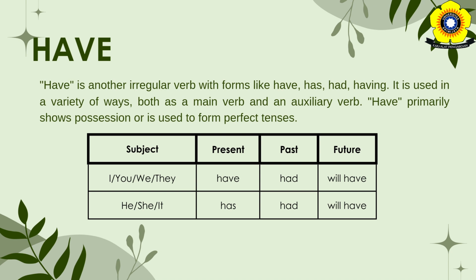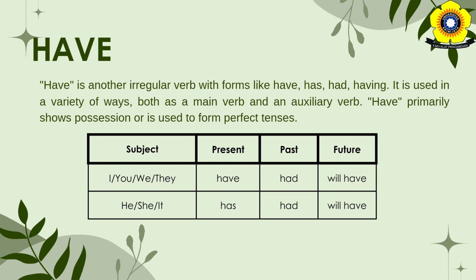Okay, so now we are moving on to have. Have is another irregular verb with forms like have, has, had, and having. It is used in a variety of ways, both as a main verb and an auxiliary verb. Have primarily shows possession or is used to form perfect tenses.